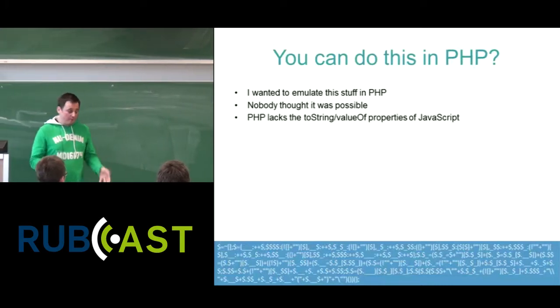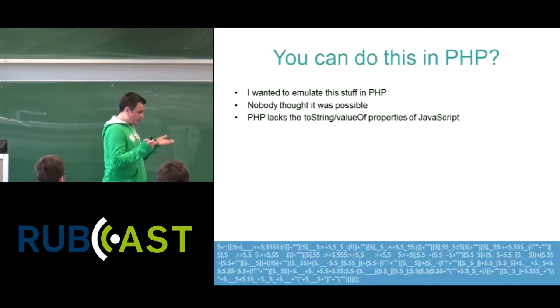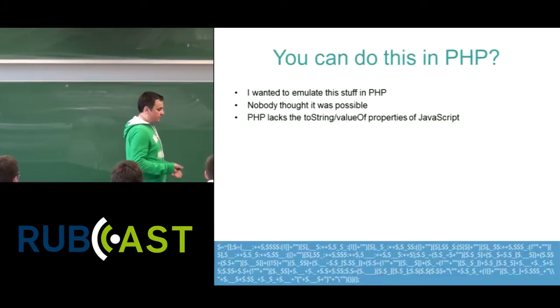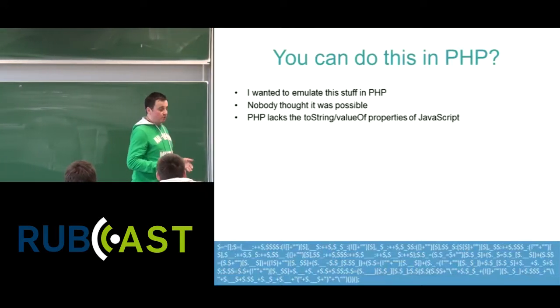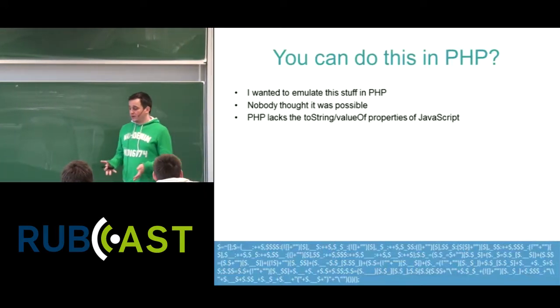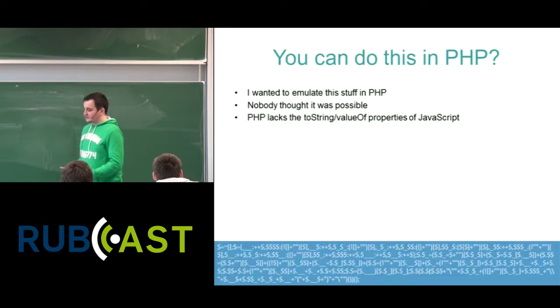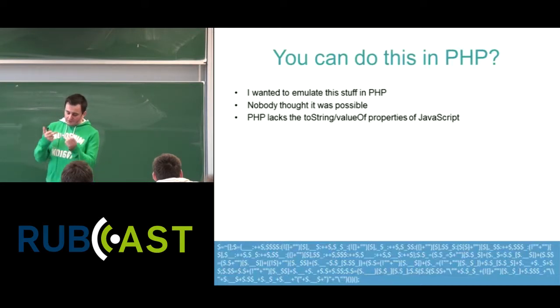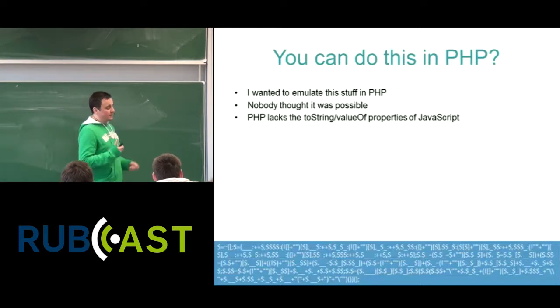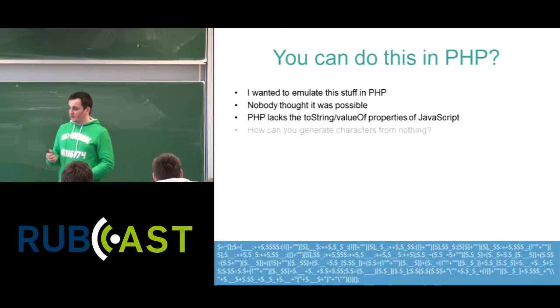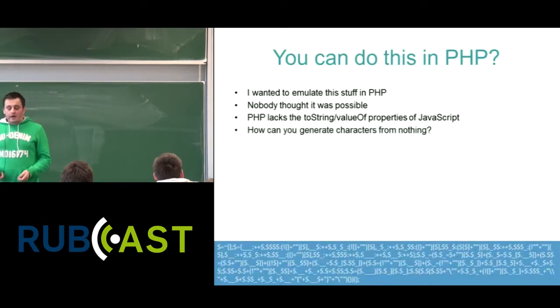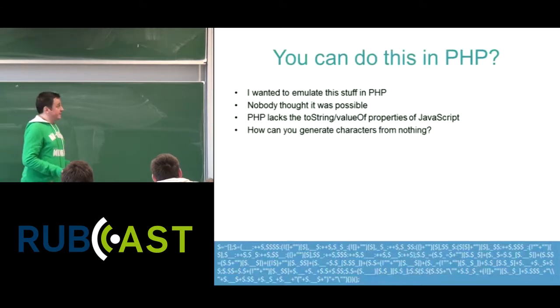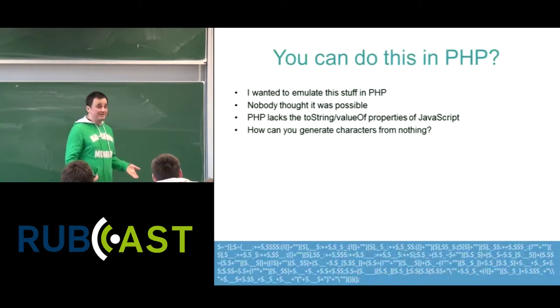The problem is that PHP itself lacks the same sort of toString value of JavaScript that performs automatically. So if you wanted an object to have a toString value or a valueOf value in PHP, then you sort of have to use the syntax correctly and get that value. And without that, how can you generate it? So how can you generate characters from nothing?